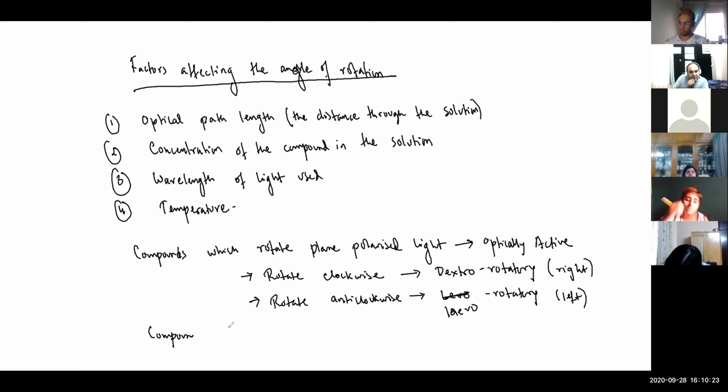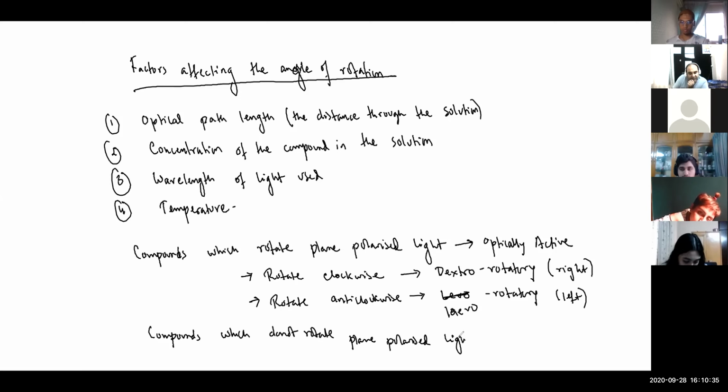Compounds which do not rotate plane polarized light are optically inactive.